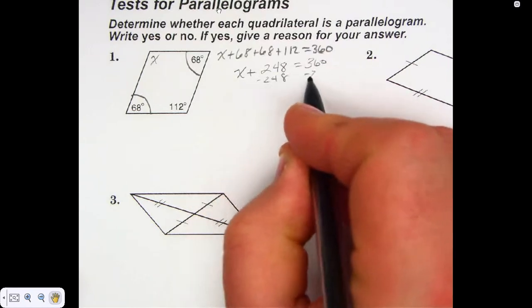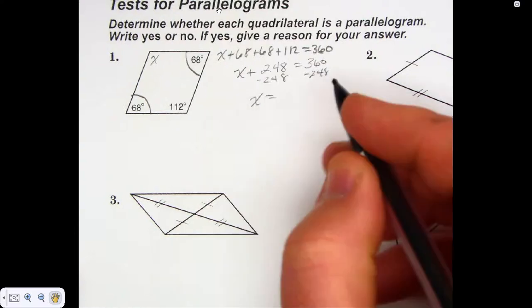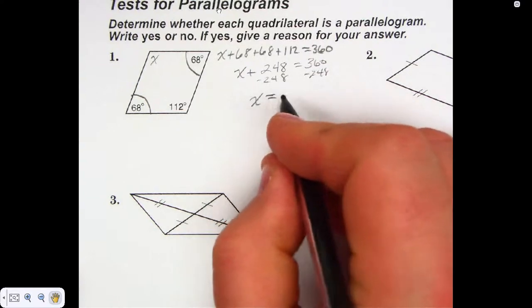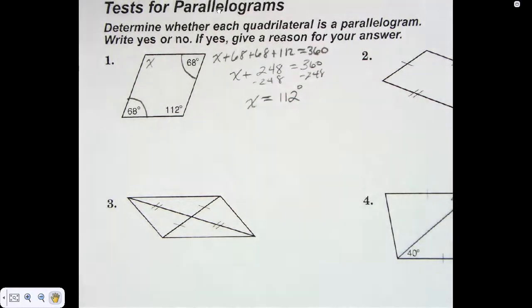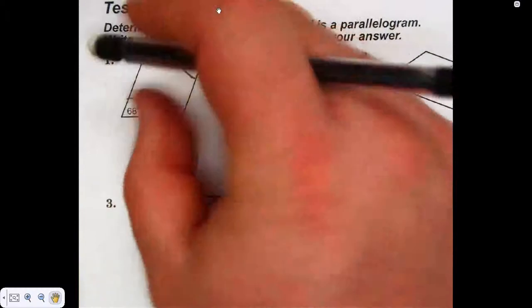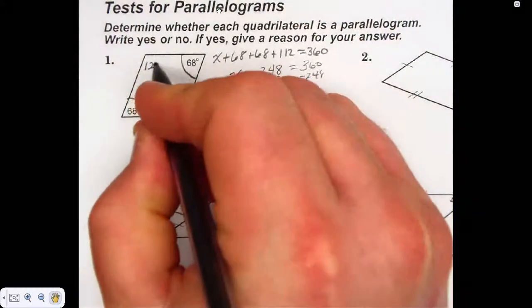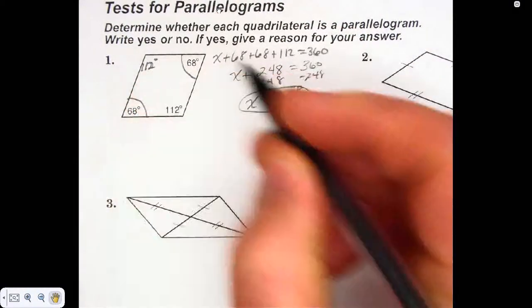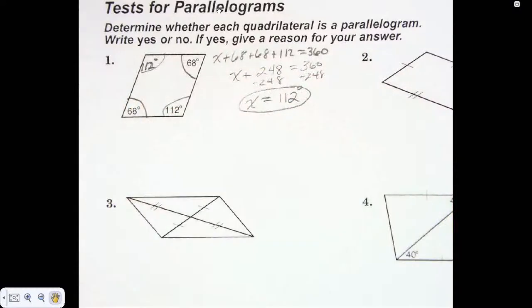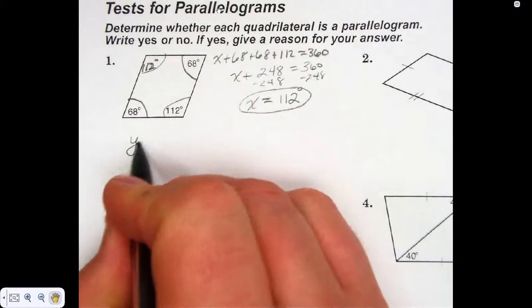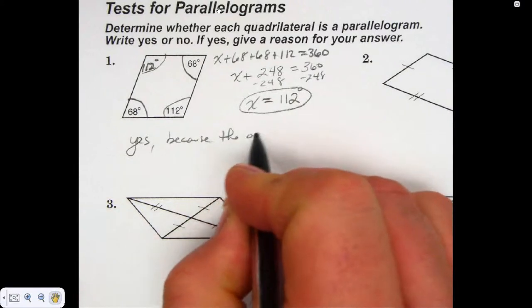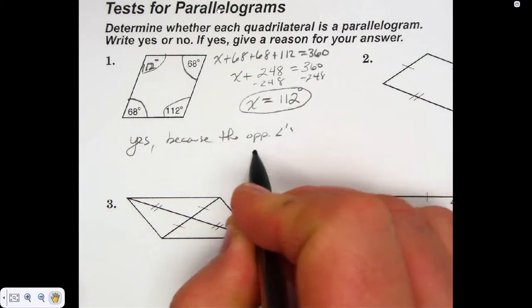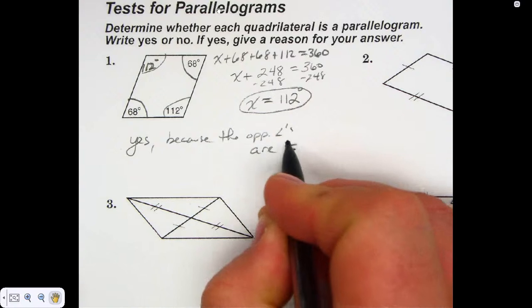If I subtract 248 from both sides, what do I get x to be? 112? Okay, so I have now proven that what? That has to be 112 as well. So this one is congruent to that one. So what's the answer here? Yes, x equals 112, because the opposite angles are congruent.